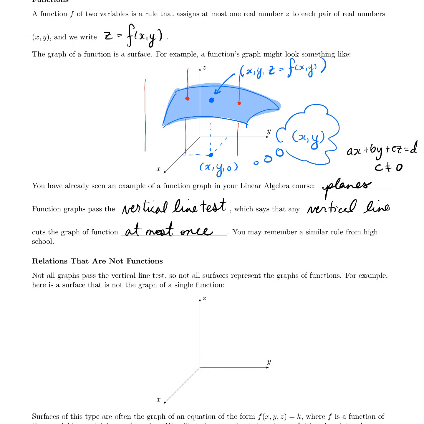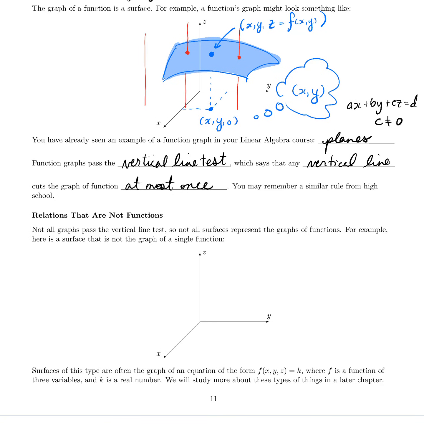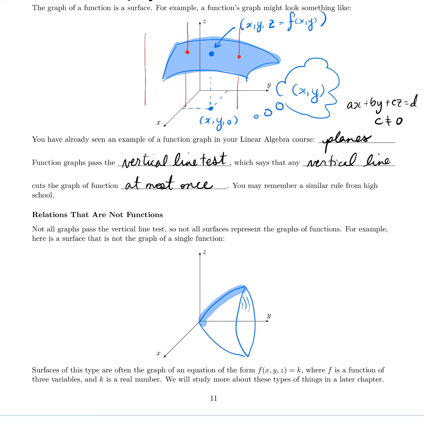Not all surfaces are function graphs. Not all surfaces pass the vertical line test. For example, here's one that doesn't. We're going to be studying both kinds of surfaces. This, which you might remember from Cal 2, looks like a volume of revolution. It doesn't need to be. In Cal 3, it can be a surface in and of itself. And surfaces of this type, you see, don't pass the vertical line test.